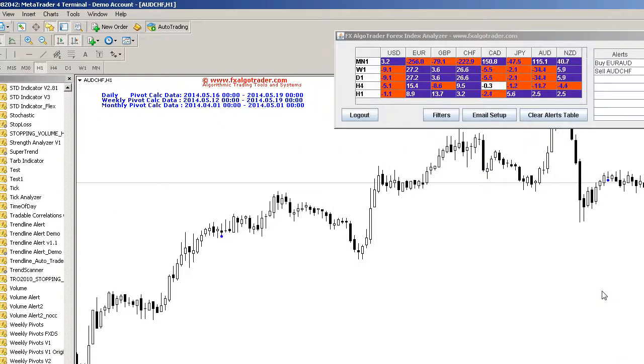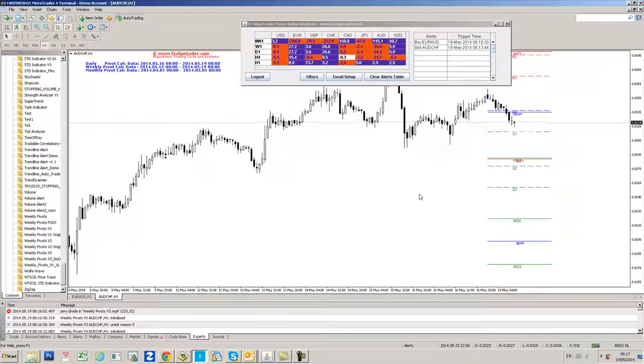So this is a super fast way of using an index analysis based system to identify the appropriate and strongest or weakest pairs to trade, and then using intelligent pivot software which has got alerts to then automate your entry signal.